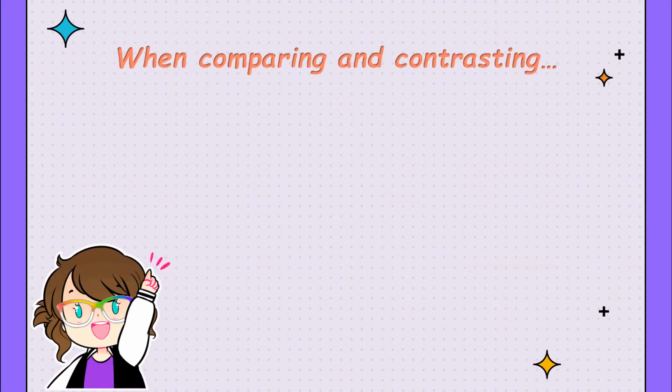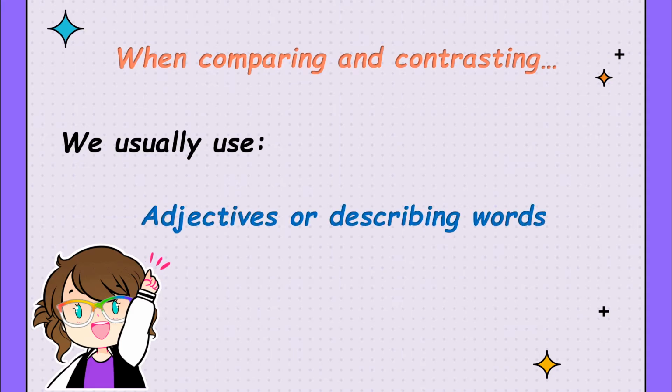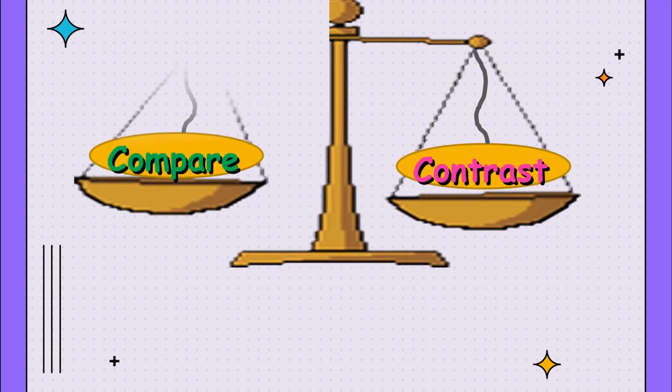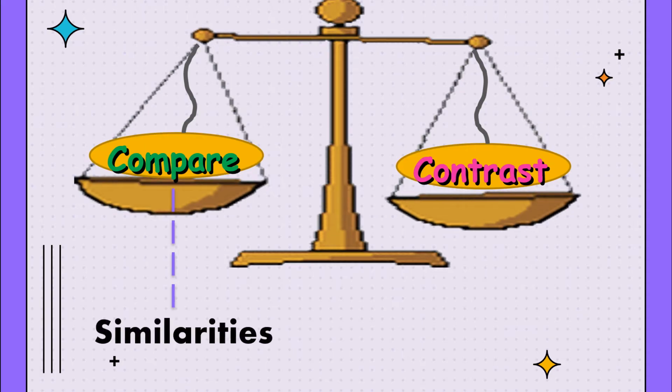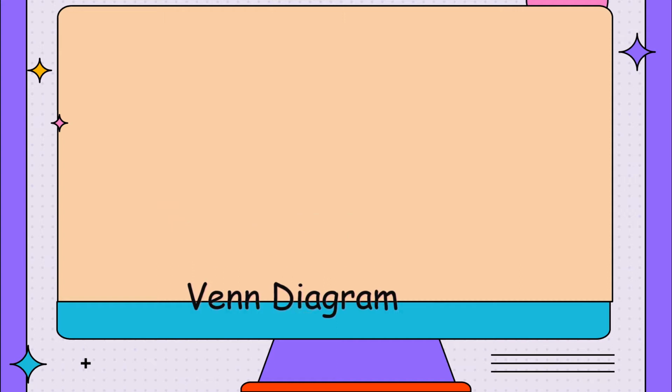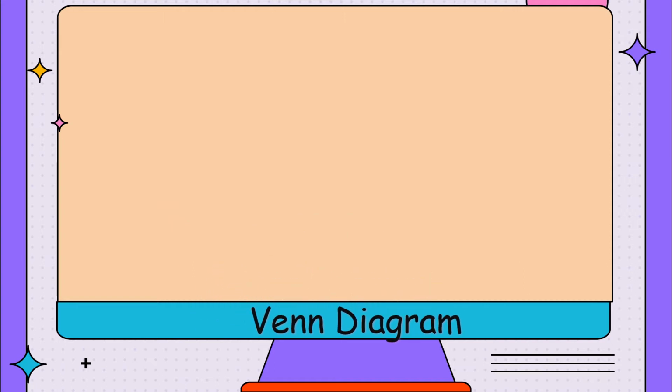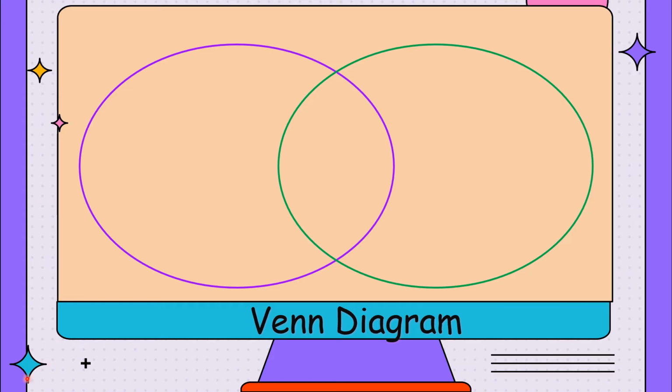When comparing and contrasting, we usually use adjectives or describing words, and verbs or action words. When we compare, it's similarities. When we contrast, it's differences. For easier comparison and contrasting, we can use the Venn diagram. In the middle, you will write their similarities, and on both sides, their differences.